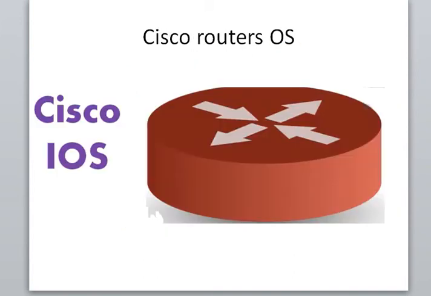Now, what kind of operating system do we use in Cisco routers? In Cisco routers, we use something called Cisco IOS, which is programmed by Cisco. It is always in compressed form, and when the Cisco router is turned on, it decompresses. It's very simple. In computers we use Microsoft or Apple or anything, and when it comes to Cisco, we use IOS.